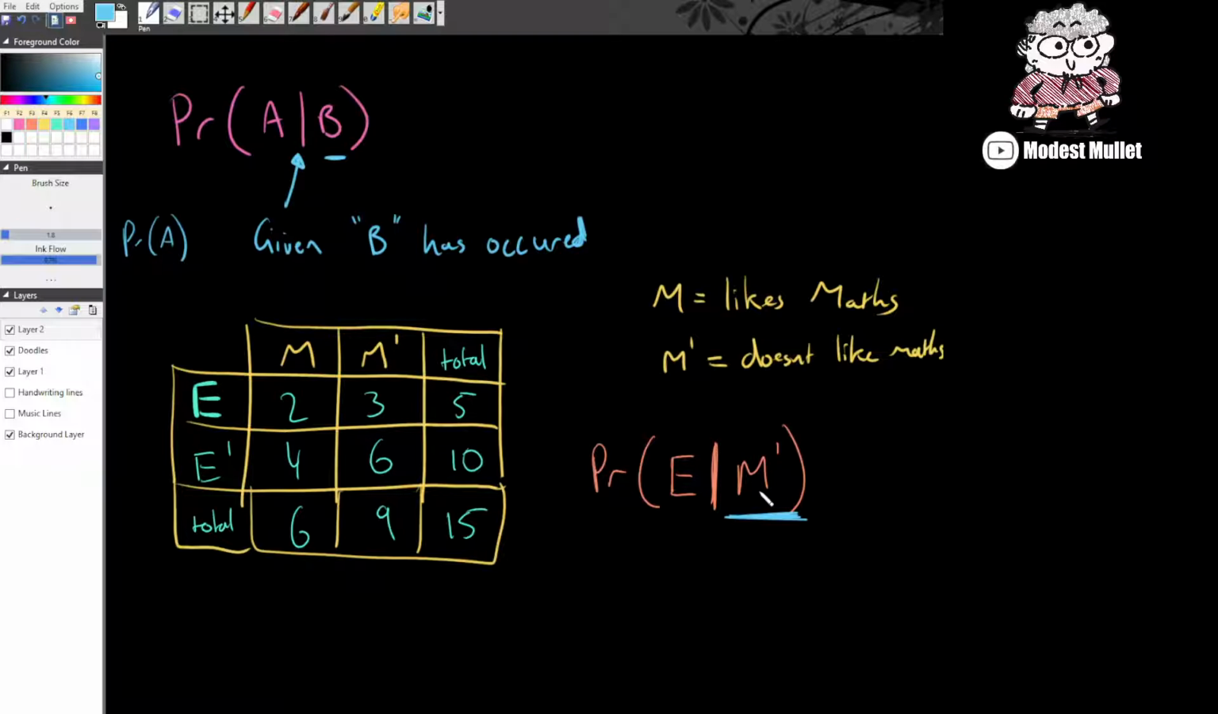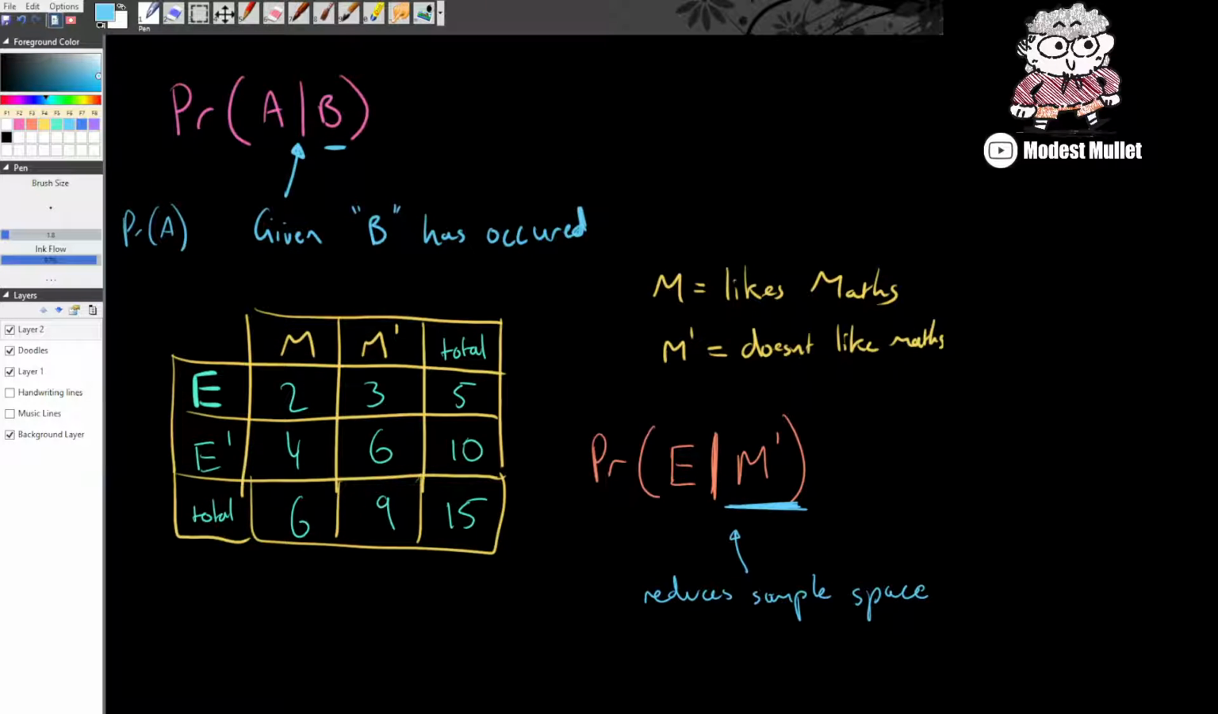they don't like maths. So this condition, another way you can think of it is it reduces the sample space, or we can effectively think we get to ignore everything that doesn't meet that requirement. So in our case, instead of thinking of our original survey of 15 year 8 students, now all we care about is the students who don't like maths. That condition must have occurred. So we are going to ignore all those students because they liked maths. They don't meet our condition.